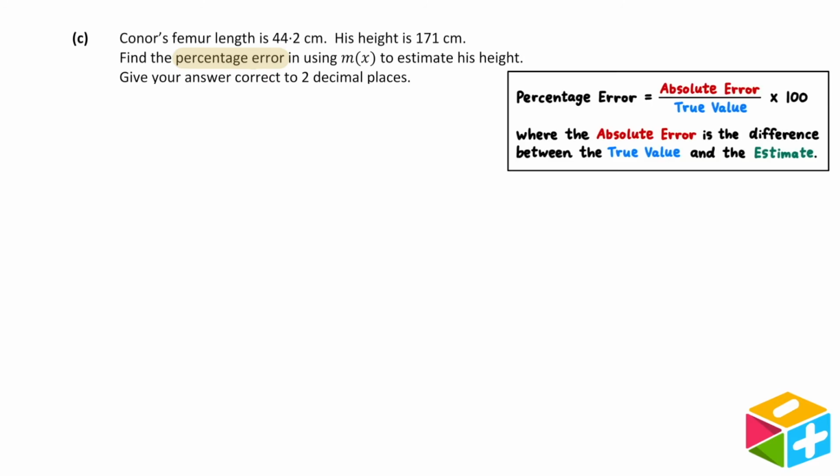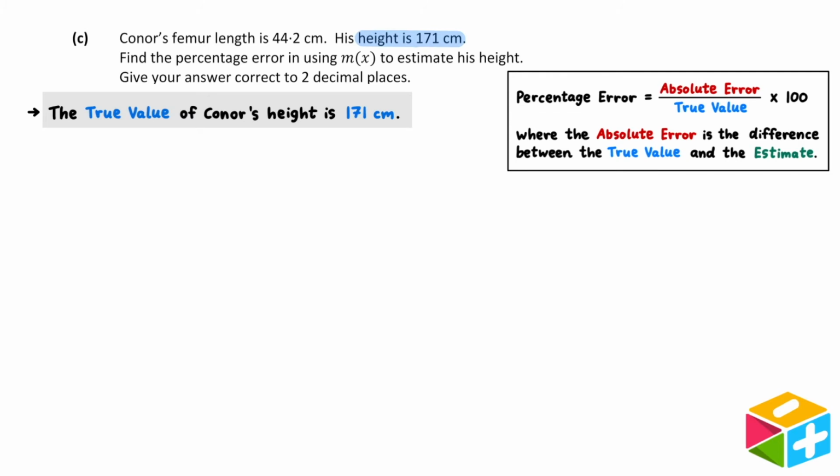The percentage error is equal to the absolute error divided by the true value times 100, where here the absolute error is the difference between the true value and the estimate. So to be able to calculate our percentage error, there's a few things we need to identify: the true value, the estimate, and the absolute error. Let's start with the true value. We are told that Connor's actual height is 171 centimetres.